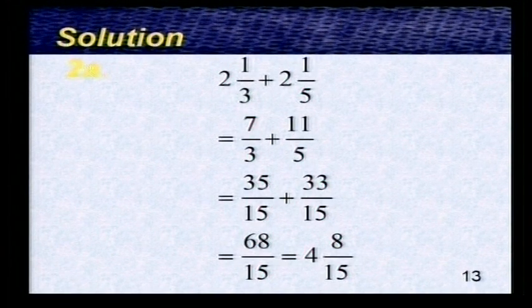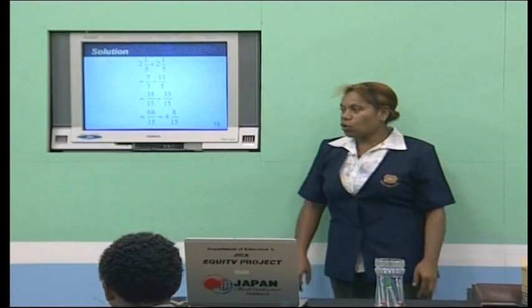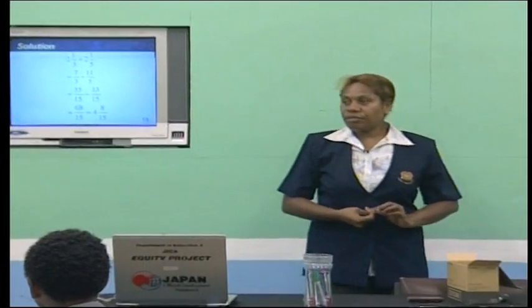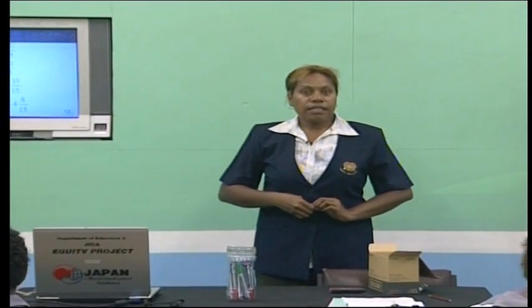Now after that, you find the LCD of 3 and 5, which is 15. And then you make equivalent fractions. 35 plus 33 is 68 over 15. Improper fraction, you divide. Your answer should be 4 whole and 8 over 15.